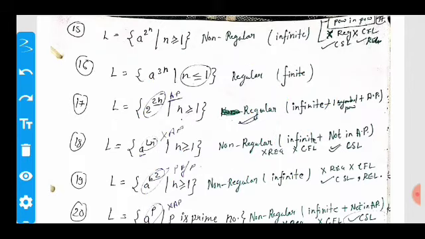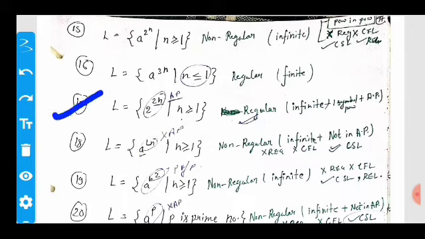Now move on to the next question. L equal to a to the power of 3 and 3 to the power of n, such that n is less than or equal to 1. Here the condition is finite, which means it is accepted by the regular language.